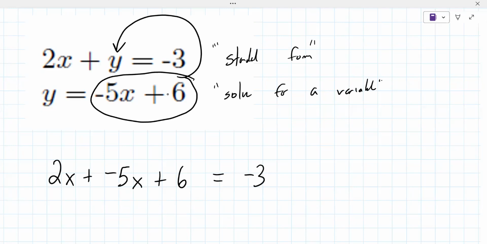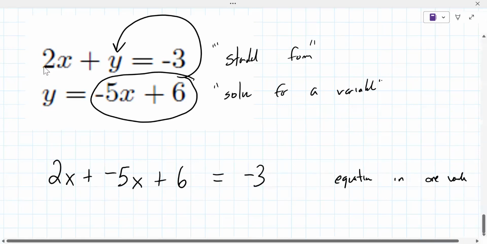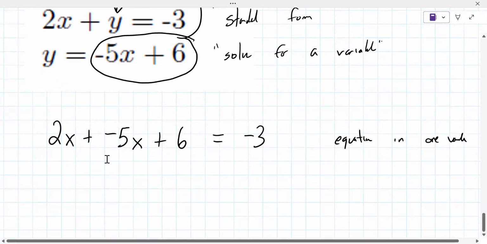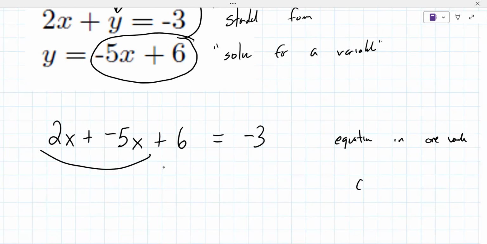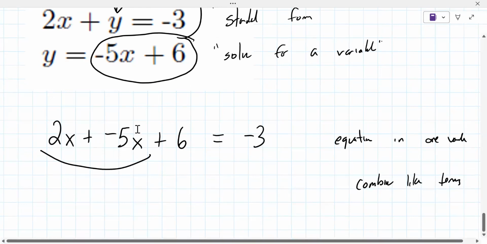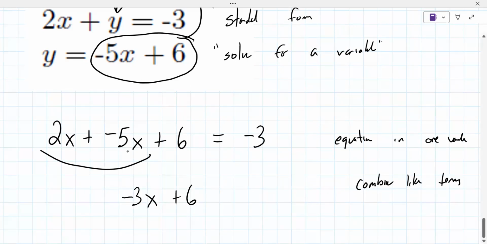Okay. So now it's an equation in one variable. So unlike the last one, though, it's got variables on the same side. So you first combine like terms. Okay. So what is 2x plus minus 5x? -3x. Negative 3x plus 6 equals negative 3.